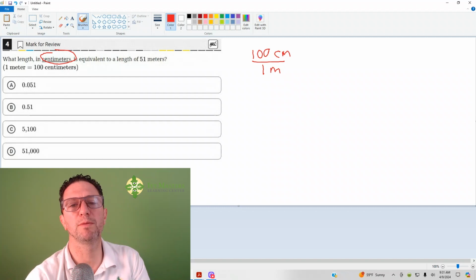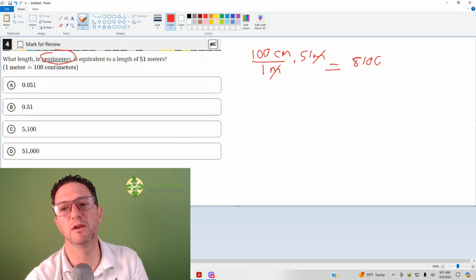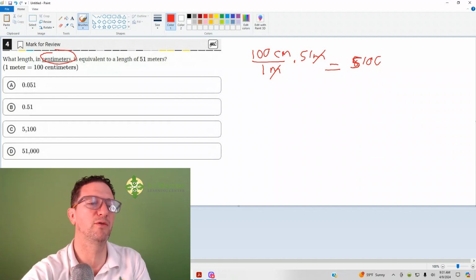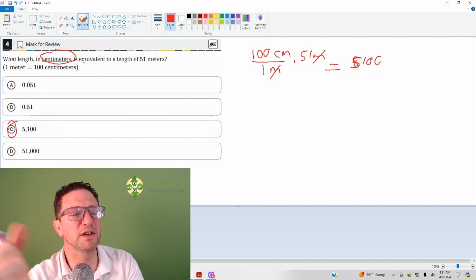So what do we got to do? We've got to multiply so that we're crossing out the bottom left. What's on the bottom left, if I write something to the right to multiply, it's meters. So what do I get to multiply by? 51 meters. And now the meters cancel, and you get 51 times 100, 5100 centimeters. That looks like an 8, but it's a 5. 5100 is the answer.